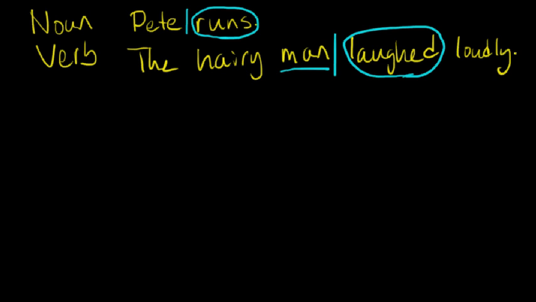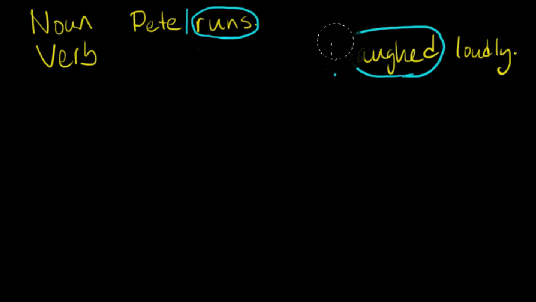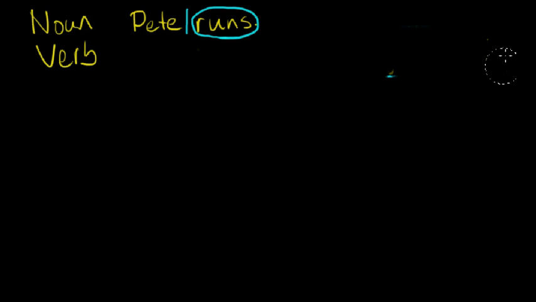So let's go ahead and look at how to diagram this first sentence that we wrote out. Pete runs. Let's quickly finish marking the parts of speech. So we've got our verb. We put our line between the noun phrase and the verb phrase. Now our noun, we underline the noun, is Pete.